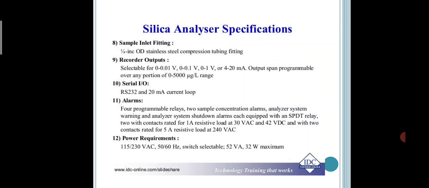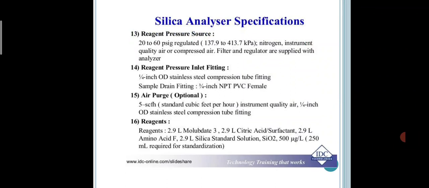The power requirement for this silica analyzer is 115 or 230 volts AC, 50 to 60 Hz, switch selectable, 50 volt amperes and 32 watts maximum. This is the power requirement for this silica analyzer. Next, the reagent pressure source: 20 to 60 psig regulated nitrogen, instrument quality air or compressed air. Filters and regulators are supplied with the analyzers.